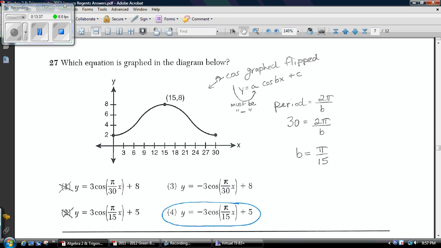Which equation is graphed in the diagram below? Well, let's try and use our test-taking strategies. This is an inverted cos graph. So that means a in front has to be negative. Cross this out, cross this out.